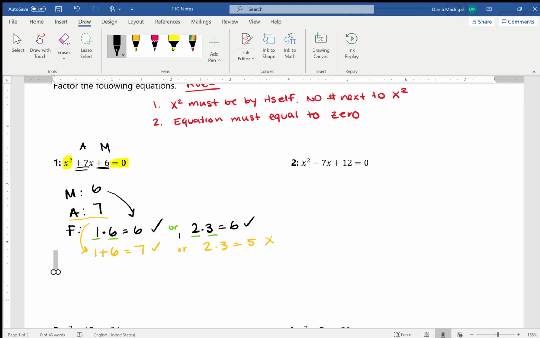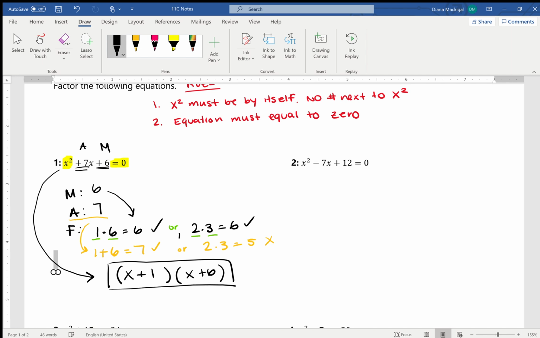So again, my final answer, and again, it's 2 parentheses. Why is it going to be 2 parentheses all the time? Because of x squared. X times x gives me x squared, right? So that's why I need parentheses, and both of them have one variable of x. The numbers that you include are the numbers that you figure out that multiply to 6 and add to 7. In this case, it was positive 1 and positive 6. So this is your final answer for your factoring, okay?